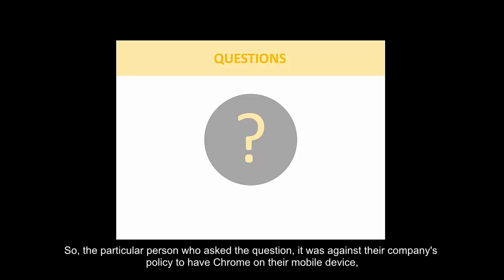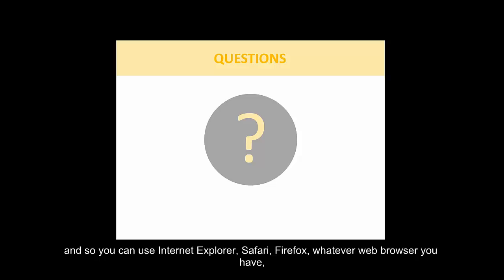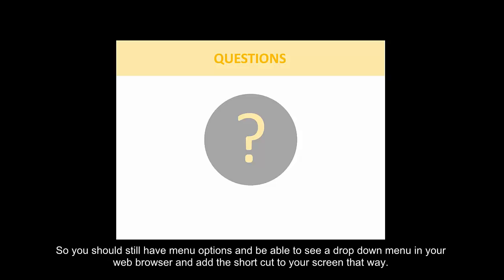The particular person who asked the question said it was against their company's policy to have Chrome on their mobile device. So you can use Internet Explorer, Safari, Firefox, whatever web browser you have. This tutorial can act as a guide for getting a mobile shortcut onto your home screen. You should still have menu options and be able to see a drop-down menu in your web browser and add the shortcut to your screen that way.